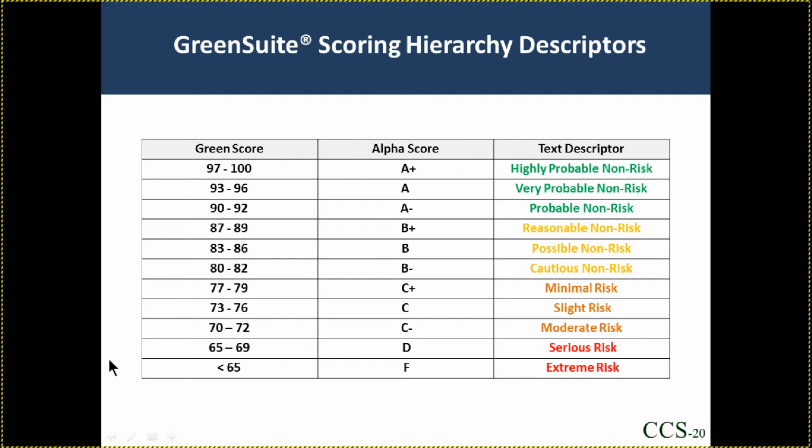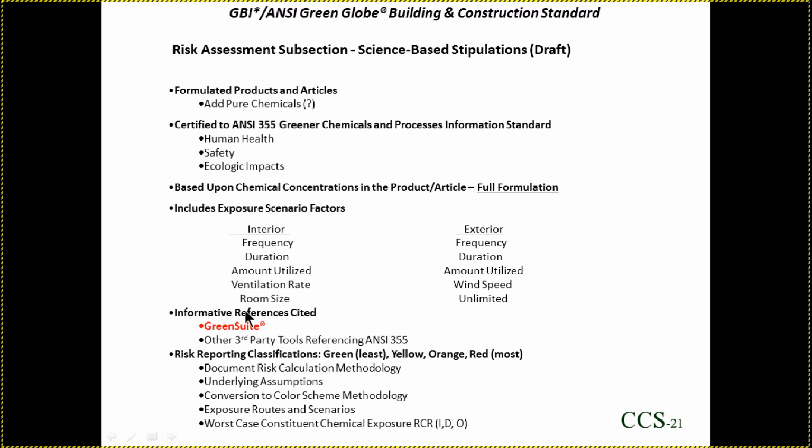We also have text descriptors, which many clients prefer because it is a type of description as opposed to just a number. And we have a color code scheme that some people prefer, and it is more generic and not as specific, but again, the intent here is to be transparent to identify how those are used.